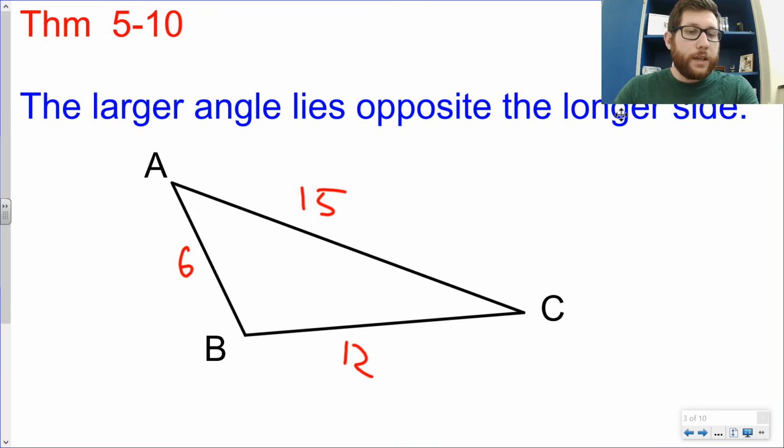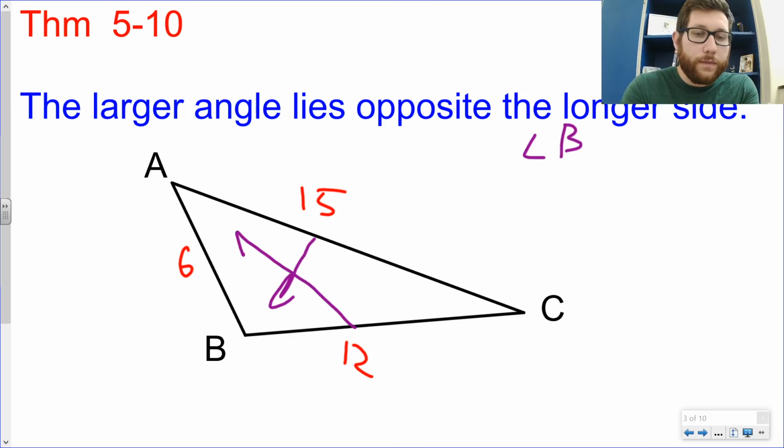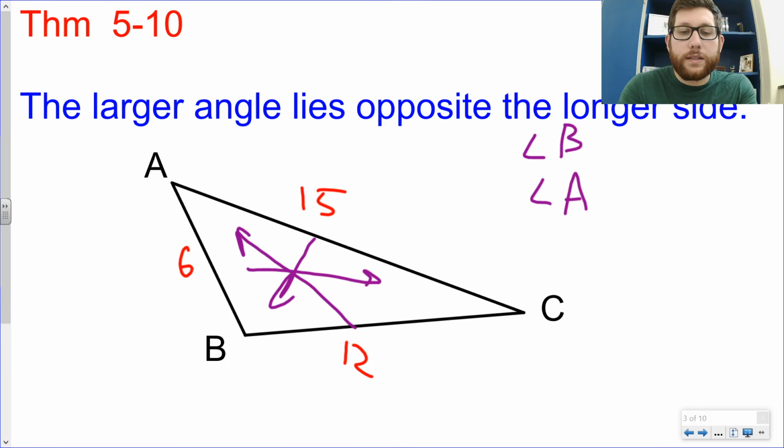So notice this. If I wanted to list the angles in order here, I could. Notice that 15 is my largest side. Opposite 15 is angle B. Angle B would be my largest angle. Let's take a look at another one. I've got 12 here. Okay, 12 is opposite angle A. So angle A here would be the medium angle, and then the smallest one here, 6. Okay, that would be angle C. So if I wanted to order these from largest to smallest, I can do that. The angles, I can order the angles largest to smallest by looking at the sides.